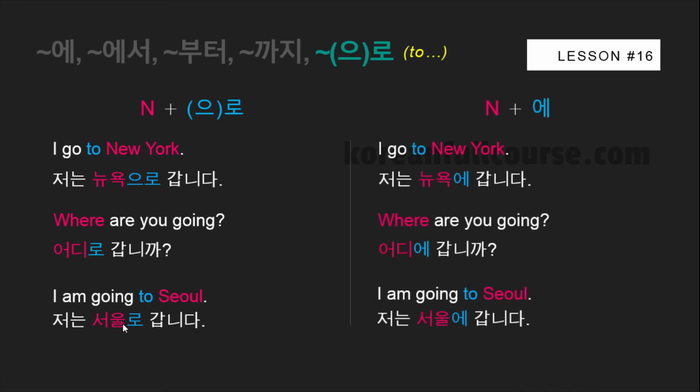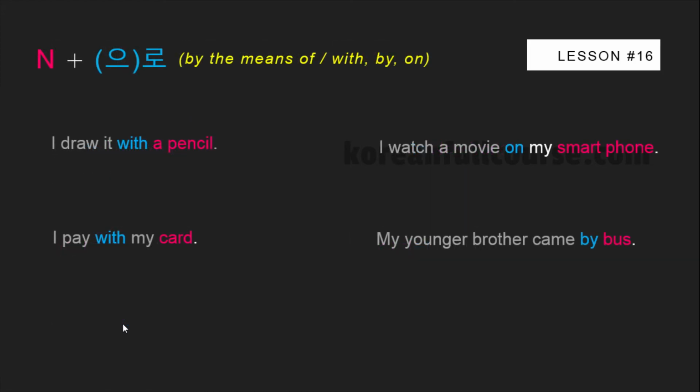You can say the same thing by using the preposition 에. The sentences would mean pretty much the same. 저는 뉴욕으로 갑니다 or 저는 뉴욕에 갑니다. Both will tell your listener that you go to New York. Now let's find out how else you can use the preposition 로 and 으로. Look at the sentences.